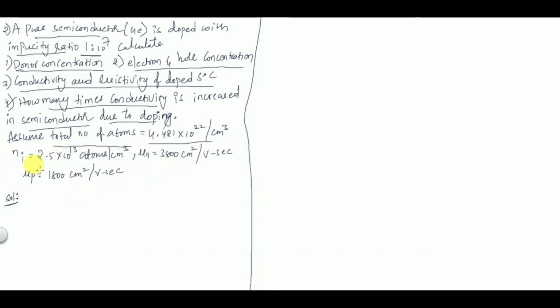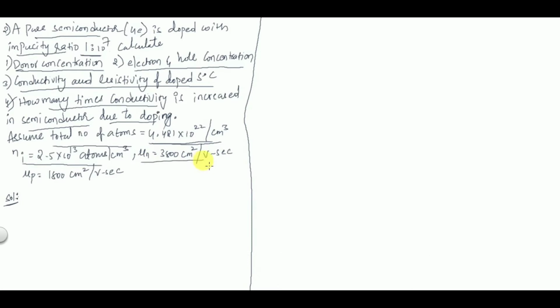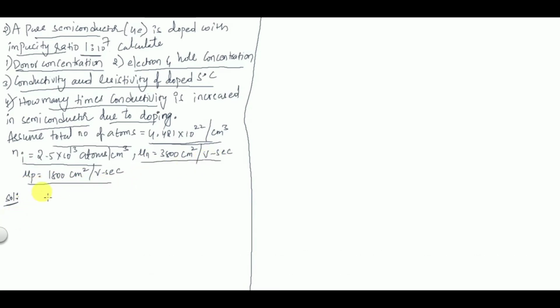Okay, and then intrinsic concentration he has given, and total number of atoms he has given. And then the mobility of hole and mobility of electron. Okay, so mobility of electron and mobility of hole. Right, and first of all, first question, so donor concentration.